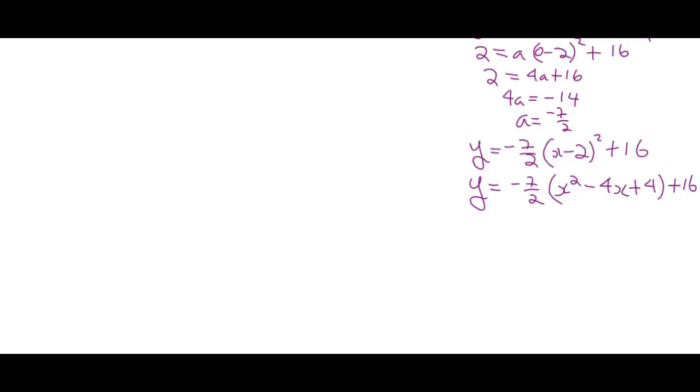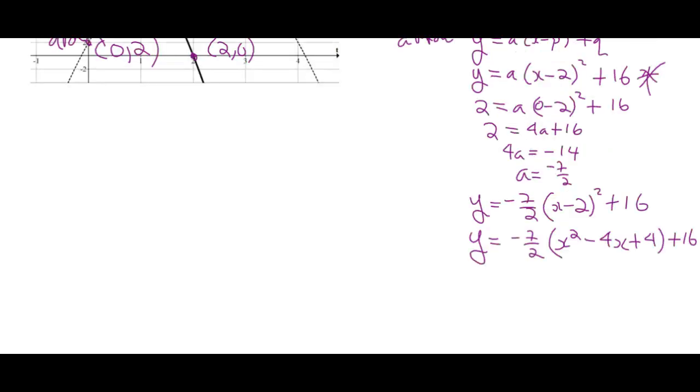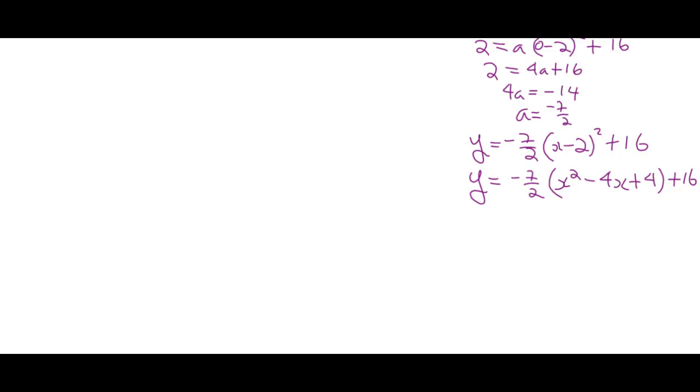Wait, let me look and see the solution. Maybe they did something smart. Yeah, they multiplied through by 2. Okay, actually, here's what they did. So they said, all right, we got a y equals negative 5x squared plus 20. And we got another y equals negative 7 halves x squared minus 4x plus 4 plus 16. Yeah, we get 2 y's, right?